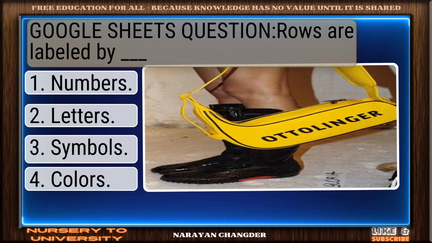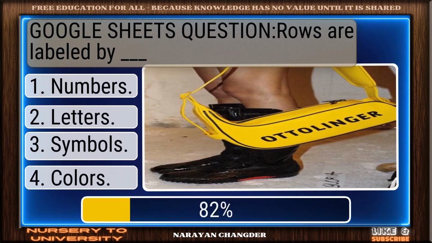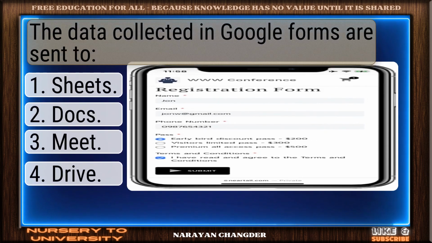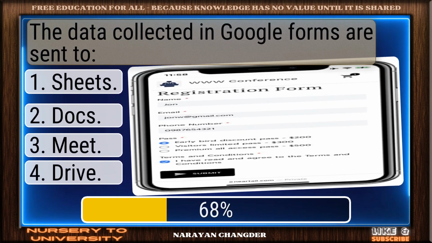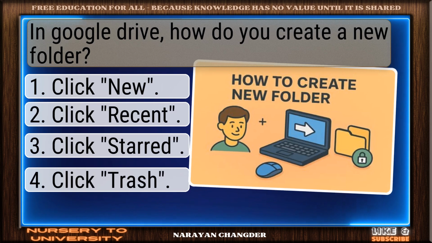250 is right. In Google Sheets, rows are labeled by dash. Excellent reasoning, numbers. The data collected in Google Forms are sent to. Well done, Sheets. In Google Drive, how do you create a new folder?